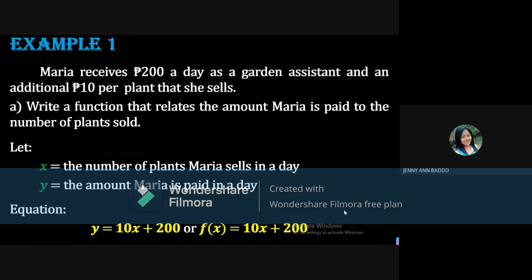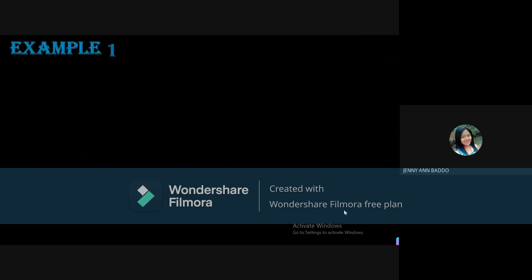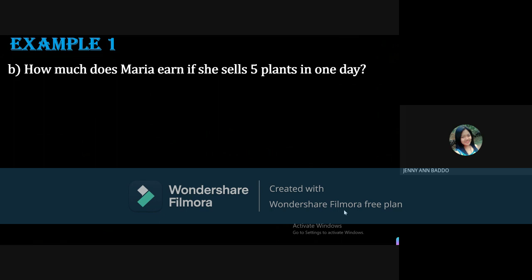Now, since we already have a working equation, we are now ready to solve for the second and third question. For the second question, we have how much does Maria earn if she sells 5 plants in one day? Now, looking back at our representation, x represents the number of plants Maria sells in a day. And for this question, we have the number of plants sold in a day, and that is 5. So in here, x equals 5.